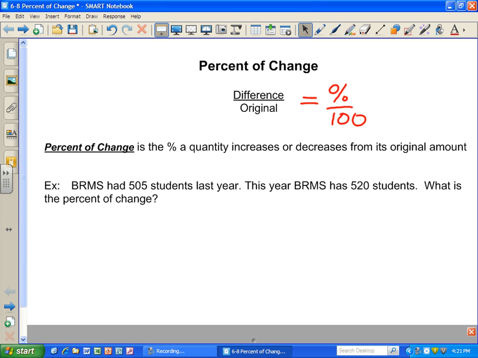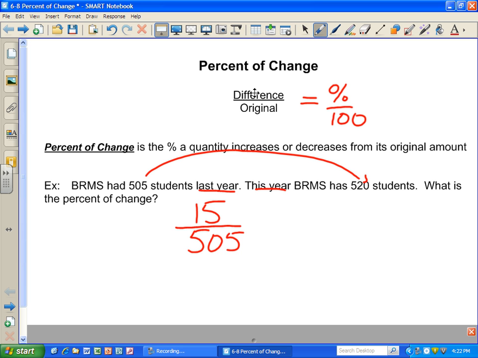So we're going to look at our first example. BRMS had 505 students last year. Now this is obviously made up. I have no idea how many students are here in Black River. This year, I think I'm close though, this year BRMS has 520 students. What is the percent of change? So obviously from last year to this year, there's an increase. So what's the increase? From 505 to 520, the increase is 15. Where did it increase from? It increased from last year when it was 505.